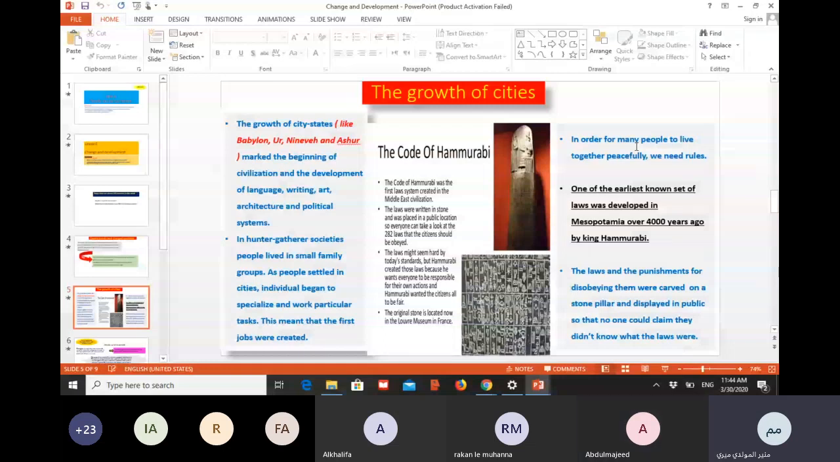Someone to read the second slide, the growth of cities. Me, teacher. Me, teacher, can I read?